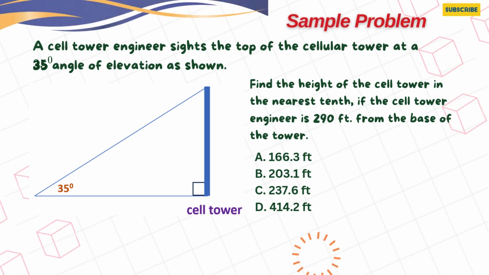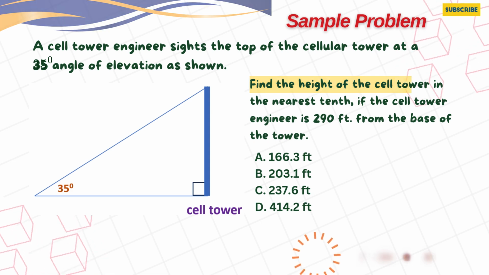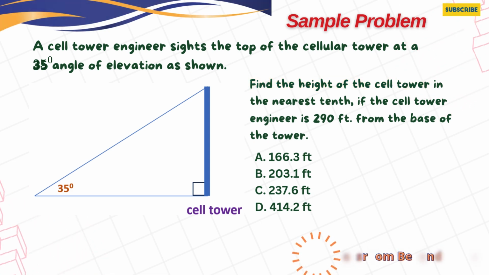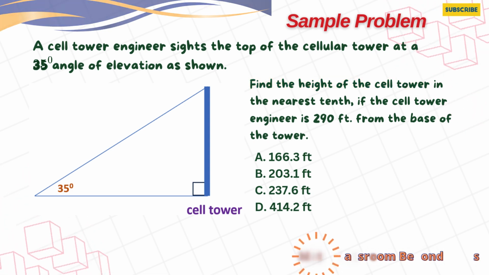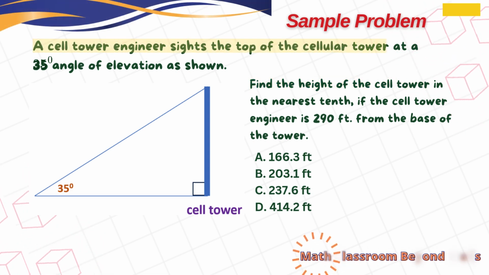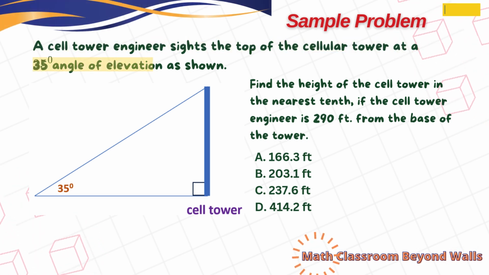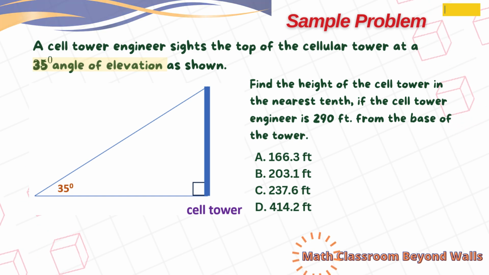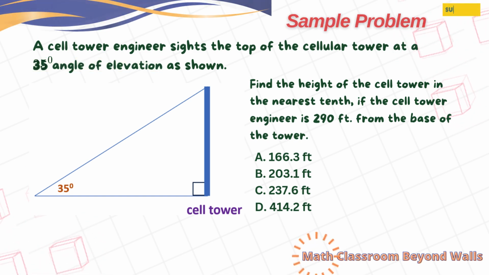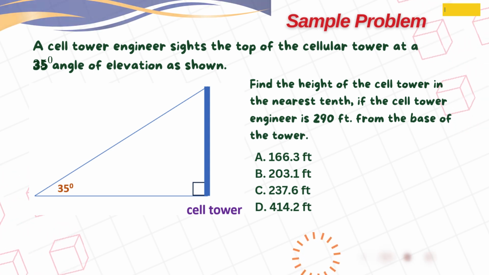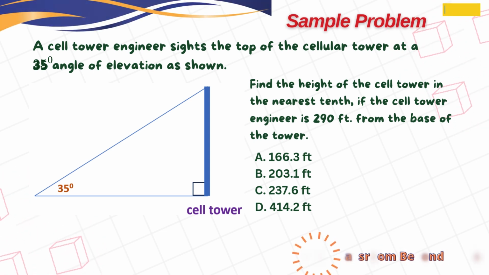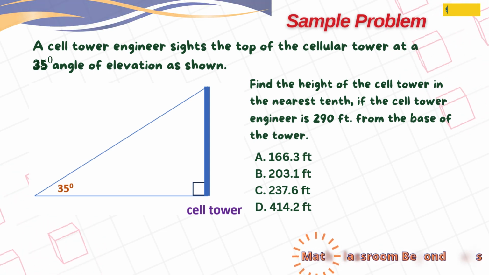You're right. We're to find the height of the cell tower. What are given? We're given a figure of the cell tower with the engineer sighting the top of the tower at an angle of elevation of 35 degrees. Okay, we will put in place what are given in the problem that are not reflected yet on the figure.